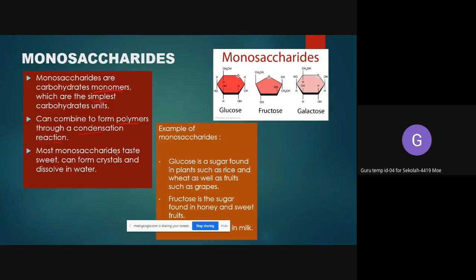Most monosaccharides taste sweet, can form crystals and dissolve in water. Examples of monosaccharides are glucose, fructose, and galactose. Glucose is a sugar found in plants such as rice and wheat, as well as fruits such as grapes. Glucose is the most commonly found monosaccharide, and most polysaccharides are formed from this sugar.